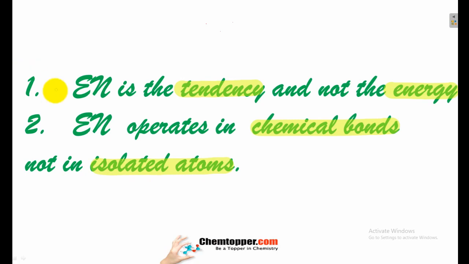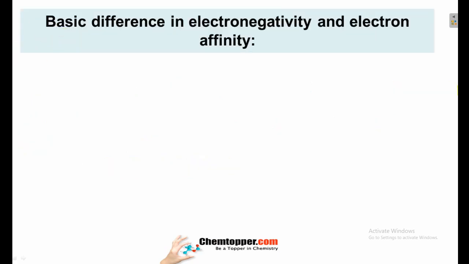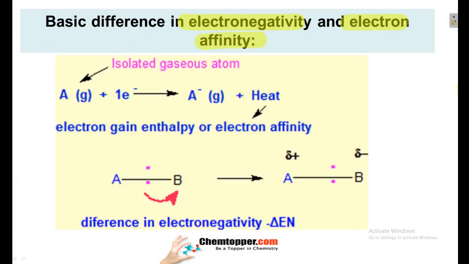These are the two important major points which we must know before we try to understand the basic difference in electronegativity and electron affinity. Let's pick up some examples to know the basic difference. In this example, B is more electronegative than A. Due to difference in electronegativity between B and A, the electron density is pulled more in the direction of B. This results in charge separation or the polarity in the bond.